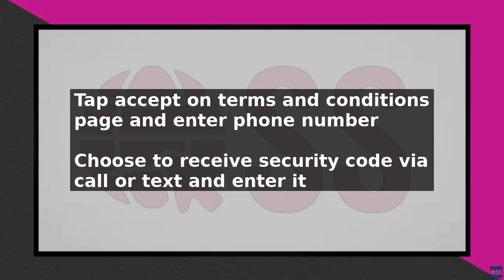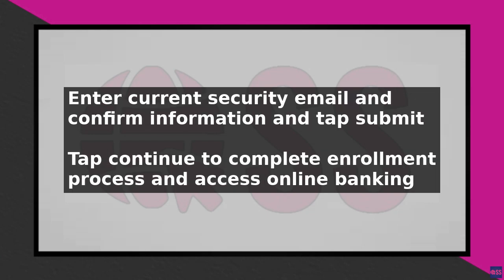You will then be taken to the Terms and Conditions page, where you must tap Accept. Enter your phone number and choose to receive a call or text with a security code. After entering the security code, you will be asked to enter your current security email and confirm the information.